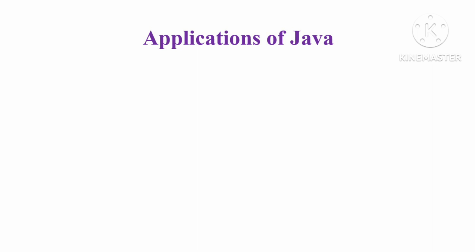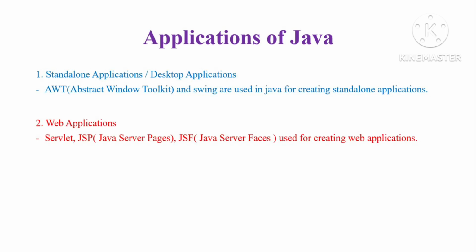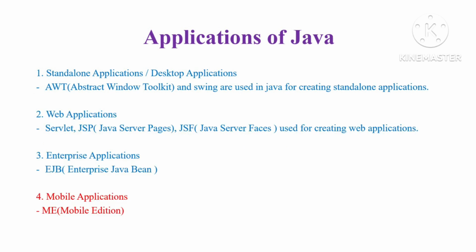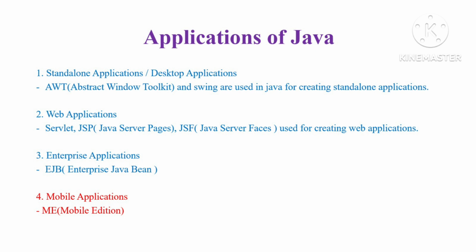Second topic is applications of Java. Java is used for various applications, but these are some common applications. First application is standalone application or desktop application. To create desktop application using Java, AWT, which means Abstract Window Toolkit, and Swing are used. Next application is web application. Servlet, Java Server Pages and Java Server Faces are used for creating web applications. Next two applications are enterprise applications and mobile applications, in which EJB is used for creating enterprise application and ME is used for creating mobile application.